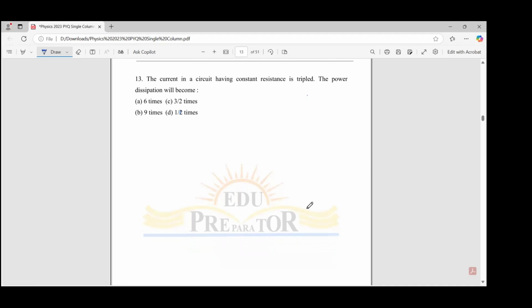Now question number 13 involves a concept which you have studied in 10th class and 12th also, Joule's laws of heating and the power. So we all know that power is proportional to the square of the current. So if the value of current is tripled, we can simply say the power will become 9 times. The square of 3 is 9.